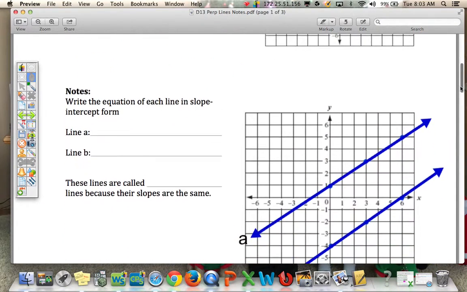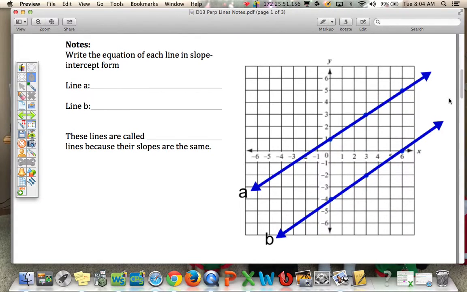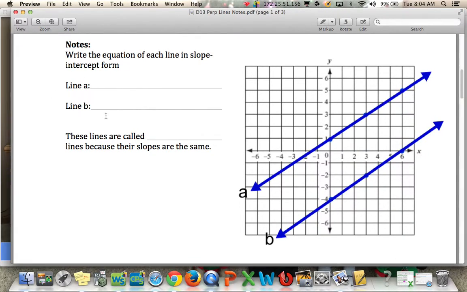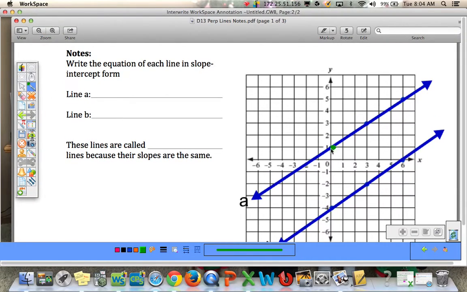Okay, notes for today. Write the equation of each line in slope-intercept form. All right, so for each of these, we need the y-intercept, so the first one's 1, and the slope, if you pick any 2 points, is rise over run. So this first line, line A, is y equals 2/3 x plus 1. Line B, the y-intercept is negative 4, and the slope is 2/3. Y equals 2/3 x minus 4.